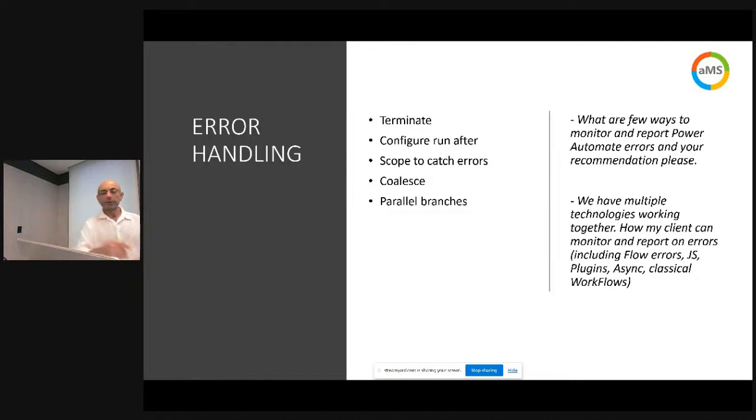So a couple of questions popped up. What are the ways to monitor and report on Power Automate? Well, there are a few ways. As admin, you do have access to the Power Automate API, and you use that. As non-admin, within the flow itself, you do error handling, and then I'll show you a technique to bubble up a little bit more information about what happened.